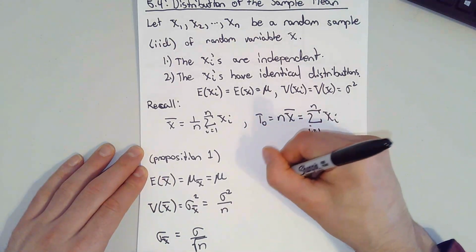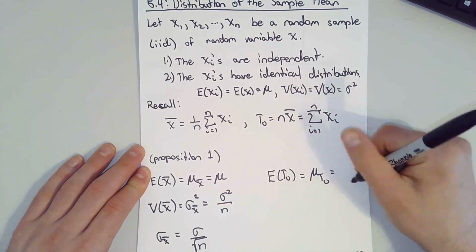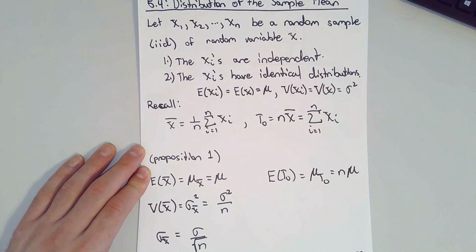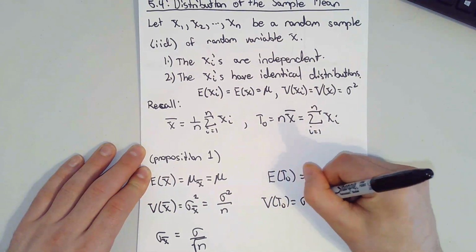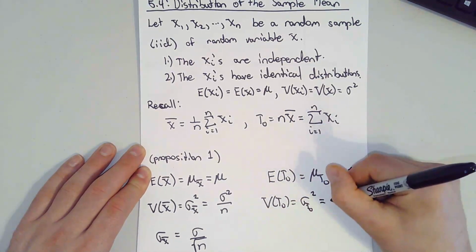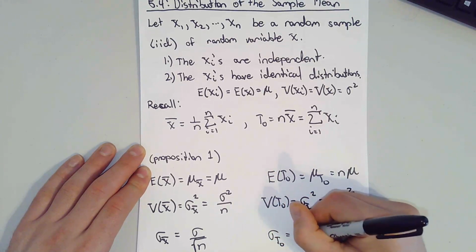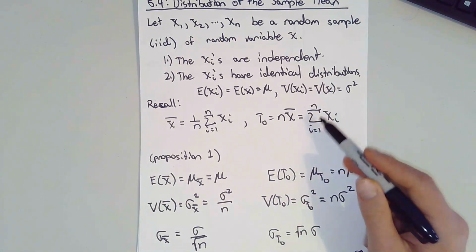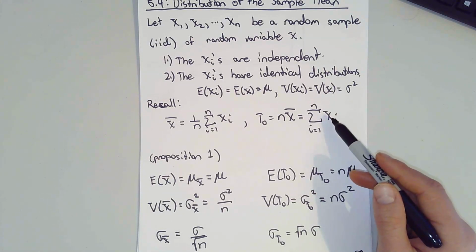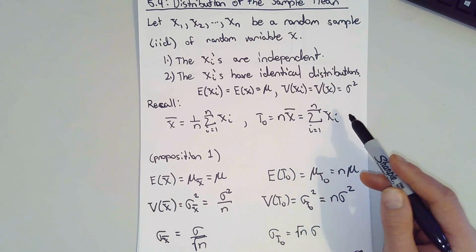Similarly, the expectation of T naught is n times mu. The variance of T naught, sigma sub T naught squared, is n times sigma squared. So the sample total seems to vary more as n gets larger. This makes sense because if I'm adding up a bunch of random variables together, you can think of each of those random variables having their own variance. So if we add them all up, we'd expect the result to have a large variance, or the sum of the variances we would expect it to.